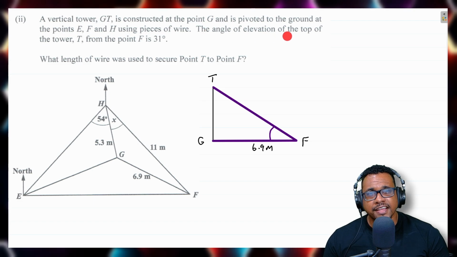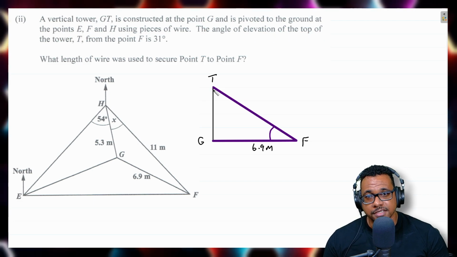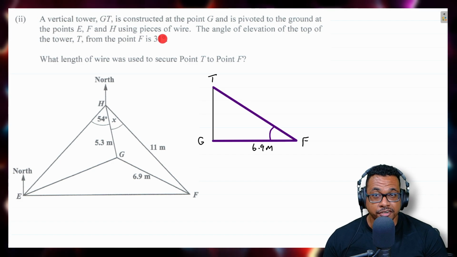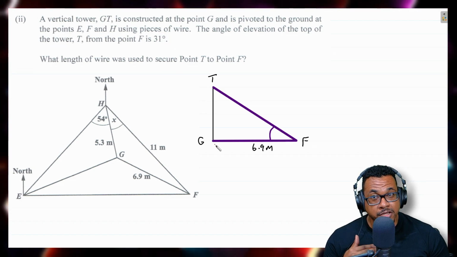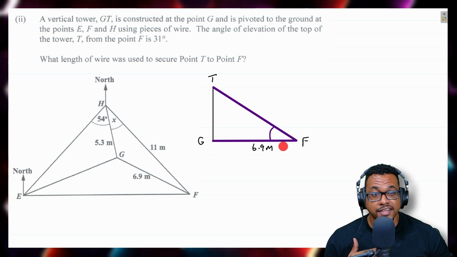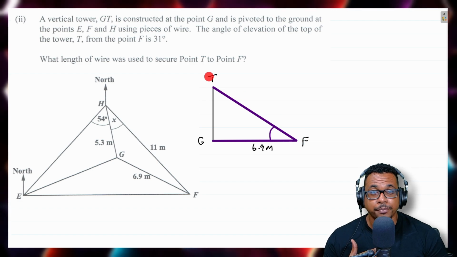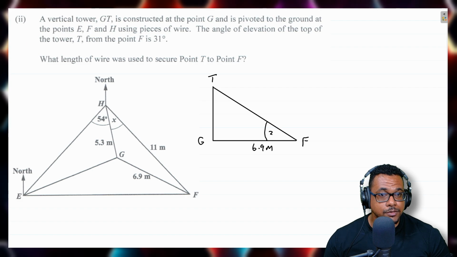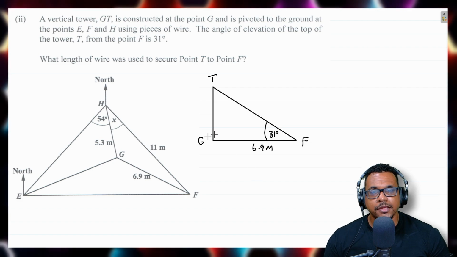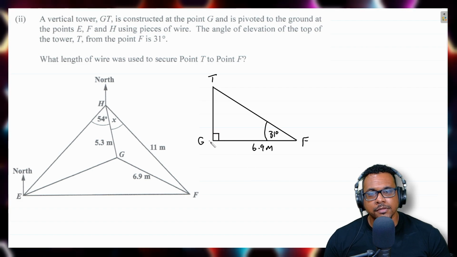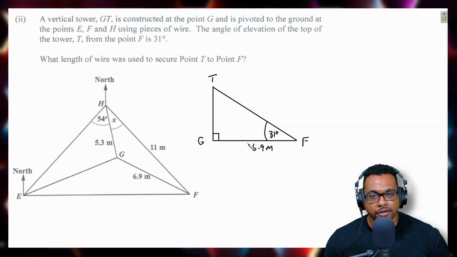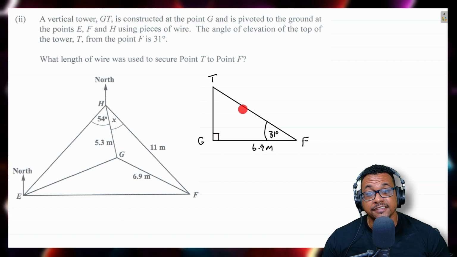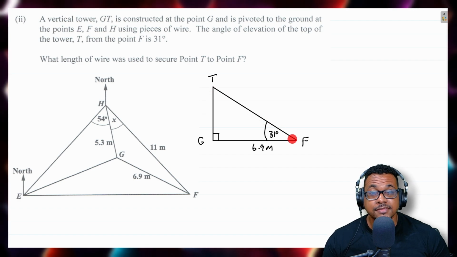So the angle of elevation of the top of the tower T from the point F is 31 degrees. The angle of elevation must be taken from a horizontal line. So from the horizontal line at F, go up, is 31 degrees. Therefore, here is 31 degrees. Here will be a right angle, because we have a vertical tower and horizontal ground, 90 degrees. And the length of the wire used will be the length of the hypotenuse of this triangle, TF.